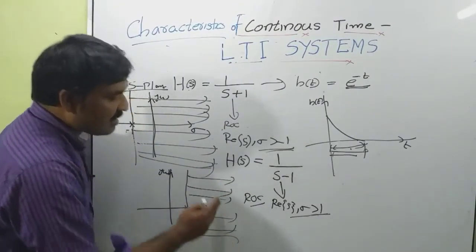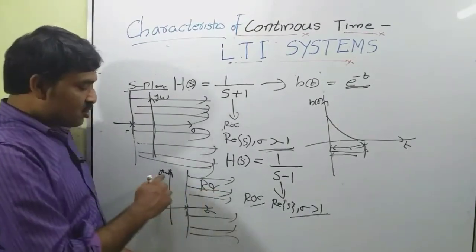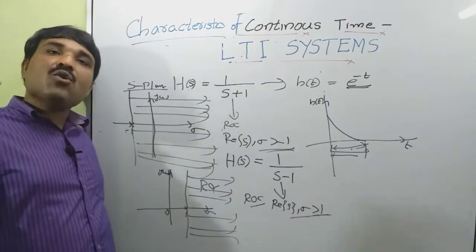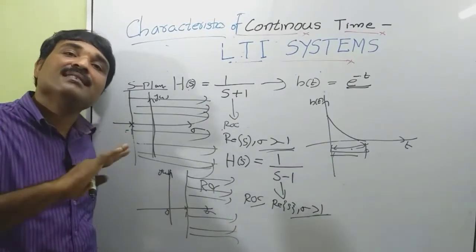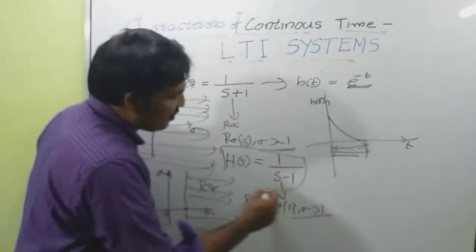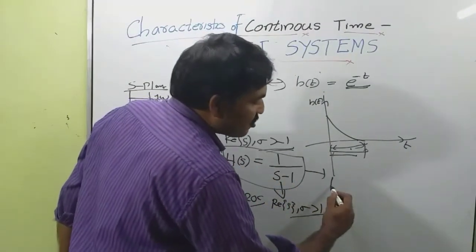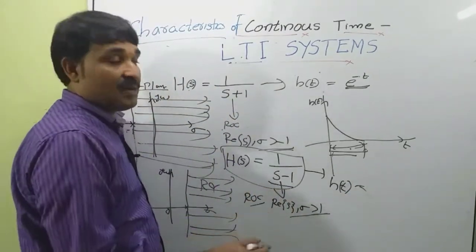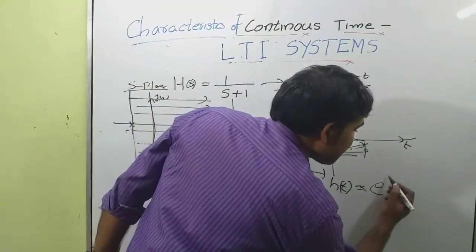Okay, so this region of convergence does not include the j omega axis. If the ROC does not include the j omega axis, the system becomes unstable. Now let us find the time domain response of H(s). That is h(t) equal to the inverse Laplace transform of 1 by s minus 1, which is equal to e raised to t.